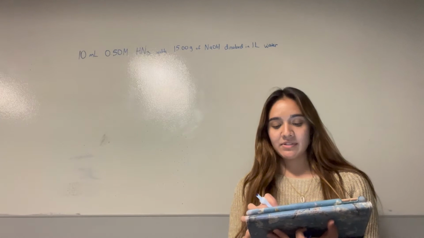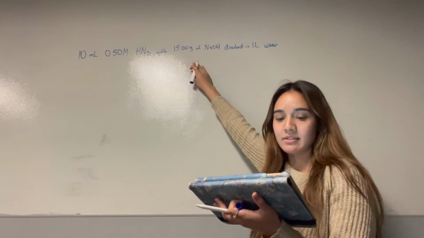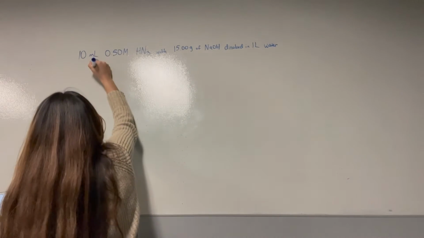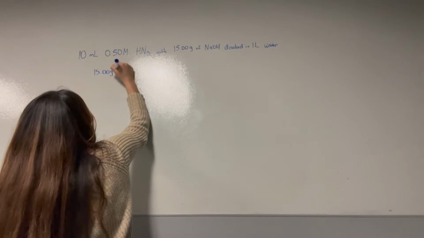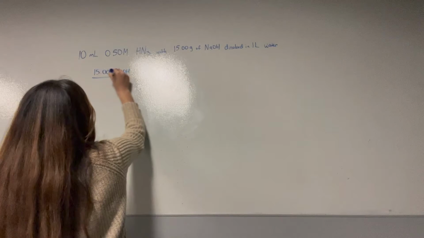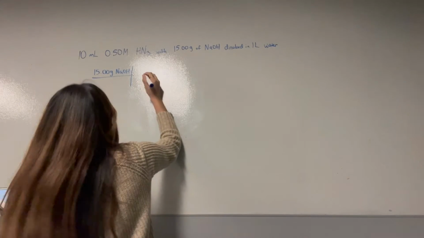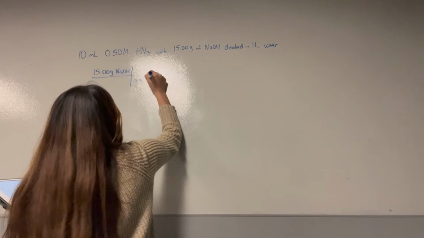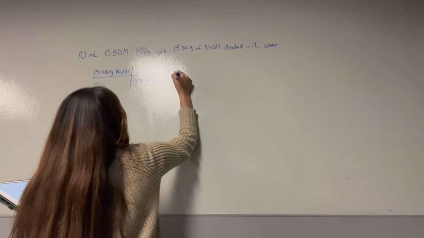So firstly, we will have to calculate the molarity of our NaOH given our mass. To do that, we have to do a table conversion, starting with our amount of 15.00 grams NaOH. We have to calculate the number of moles that we have here. So we know that there are 39.998 grams per mole of NaOH.